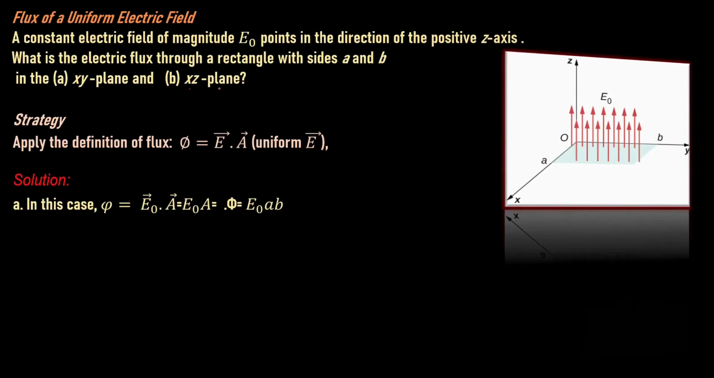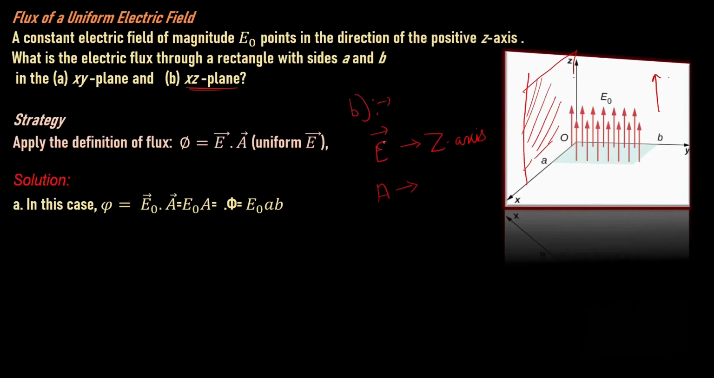Now let us see the second situation, when the area lies in the XZ plane. Let us depict the situation. We assume this is the area which is lying in the XZ plane. For this area element also, the electric field is pointing along the z-axis. The electric field vector is pointing along the z-axis, and this time the area is taken in the XZ plane. Here they have said that the rectangle is lying in the XZ plane.